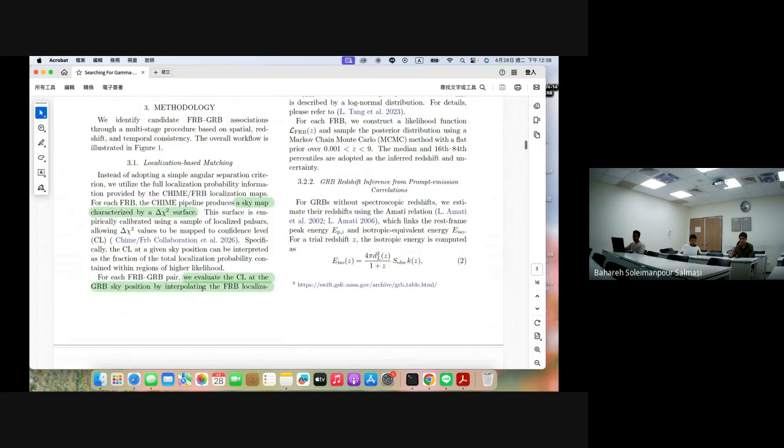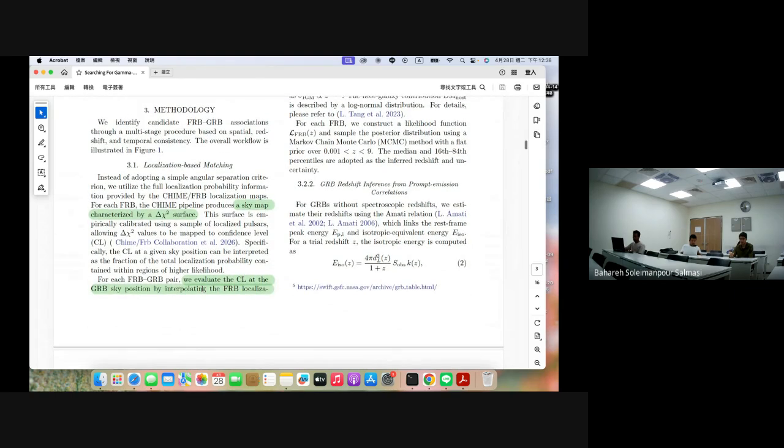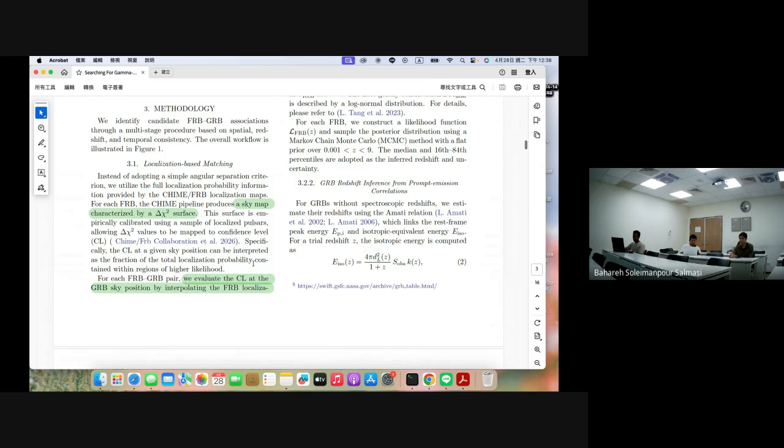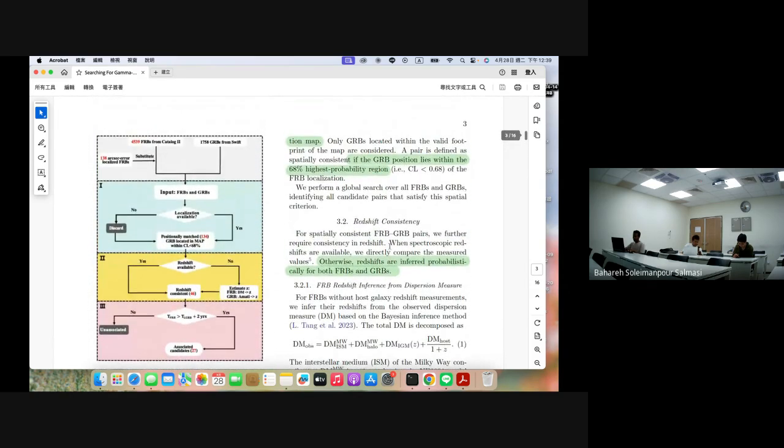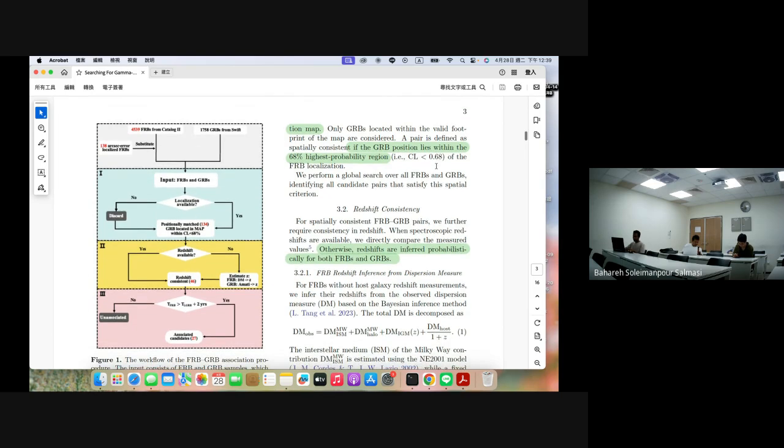So first is the localization-based matching. The localization maps encode the full positional probability distribution on the sky, which is non-Gaussian and irregular due to the instrument's response. They evaluate the confidence level at the gamma ray burst sky position by interpolating the FRB localization map to check if the gamma ray burst position lies within the 68% region.